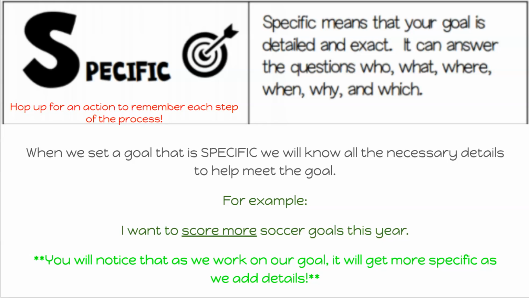Okay, friends? But you will also notice that as we keep working through each one of our letters, this goal that I've started with is going to get more specific as we add more of those details. And so for specific, we're going to do an action. And for our action for specific, we are going to act like we have our magnifying glass. So hold up a magnifying glass and take a careful look at something, because that means it's specific. We're looking at the details. So that's our action for specific. You're holding your magnifying glass right in front of your eye.